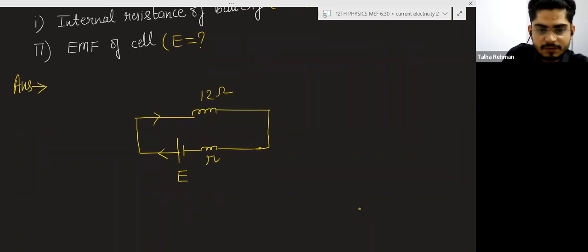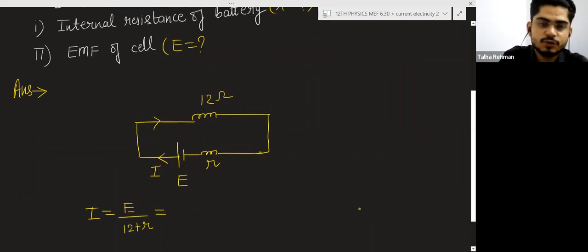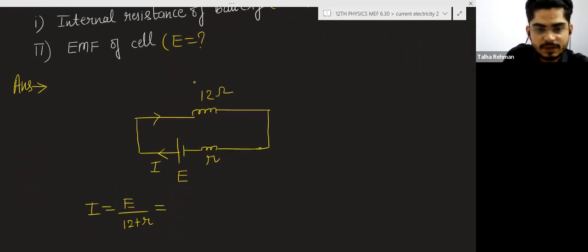So if you want to calculate this current, what will you do? I is equal to E divided by the total resistance. What is the total resistance? 12 plus r. And the current is given as 0.5 ampere. This current, 0.5 ampere, is flowing in this condition. This is condition first.